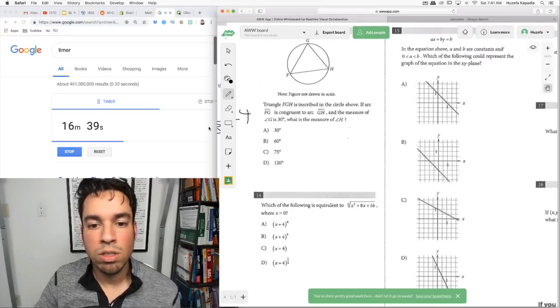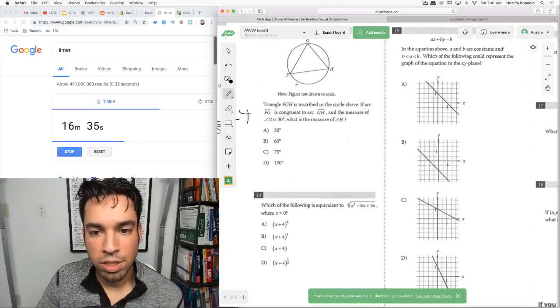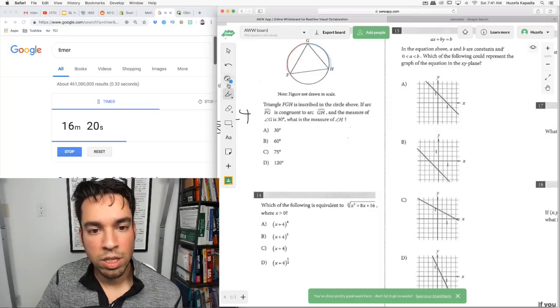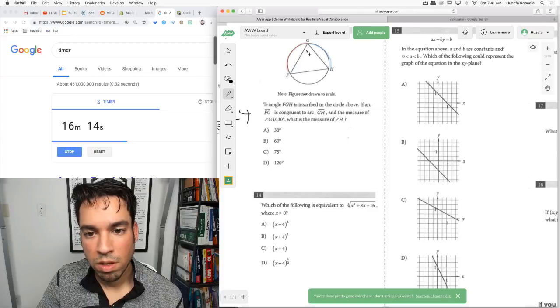Okay, note, figure not drawn to scale. Triangle is inscribed in the circle. If arc FG, let me do a little highlighting, arc FG is congruent to arc GH. These guys are congruent. And the measure of angle G is 30. The theorem, I already know. What is the measure of angle H?